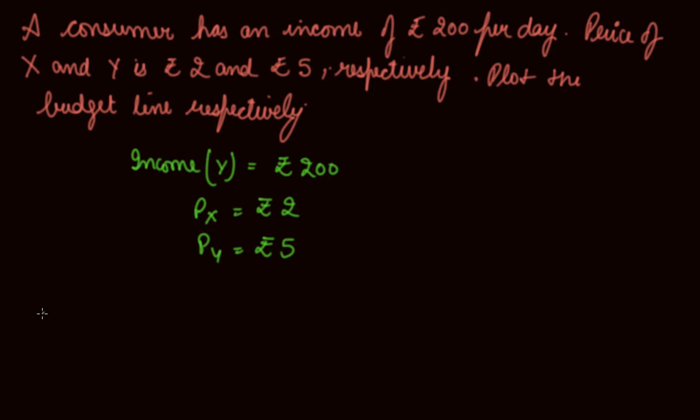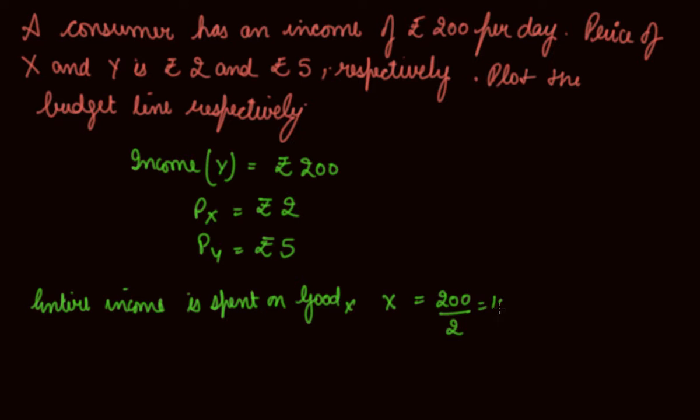Now let's suppose the entire income is spent on good X. You spend the entire income on good X. So how many units of good X will you be able to buy? That is your income divided by the price, that is 100 units. So in this case, you will have 100 units of X and 0 units of Y.